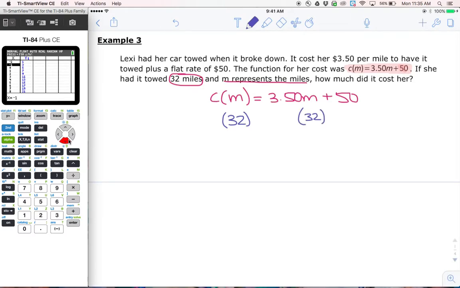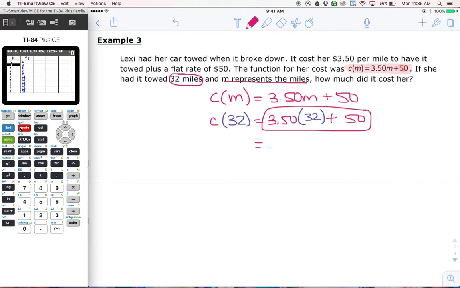Now, everything else stays the same, right? C of m, this is just notation. 3.50 is still in the front there, and we still have plus 50. So all we've got to do is evaluate this. Remember, on the left, this is just notation. Don't do anything with this. It just means the cost of getting towed 32 miles. On the right, however, we get to type this in our calculator to get our answer.